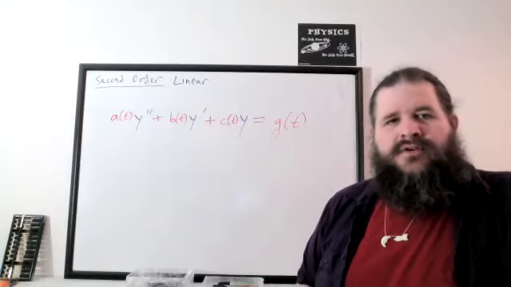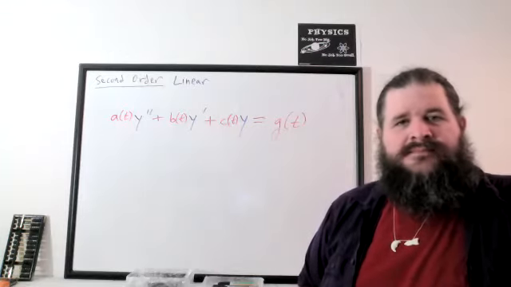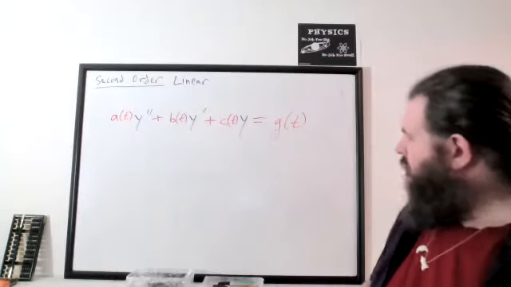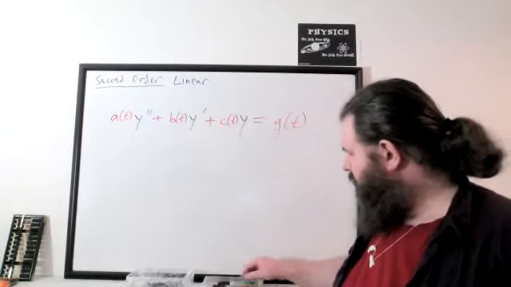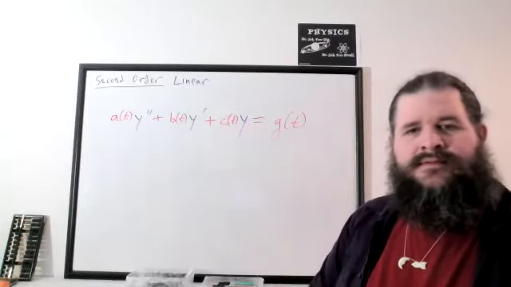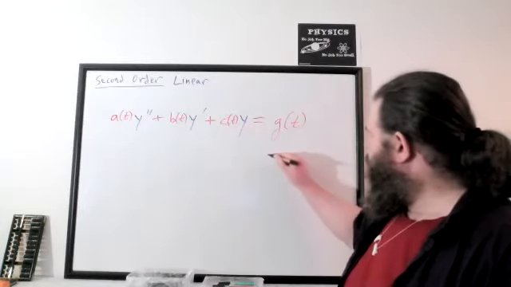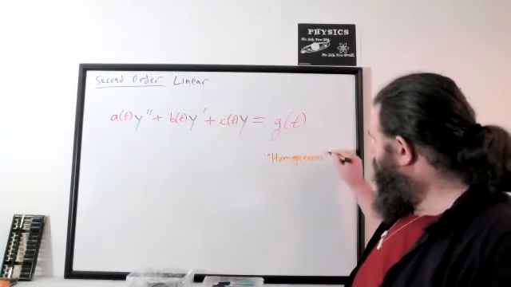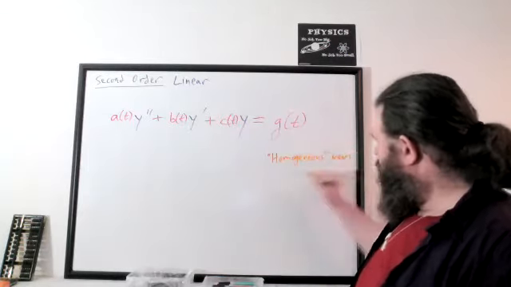And have you seen the term homogeneous yet? I think you mentioned it in lecture, yes. So how are we defining that in this context? What do you mean, G of t? Yeah, G of t. Homogeneous means there is no G of t. G of t is 0.